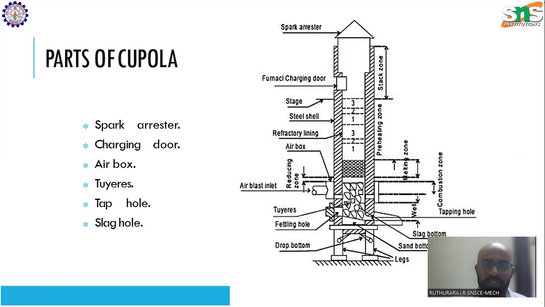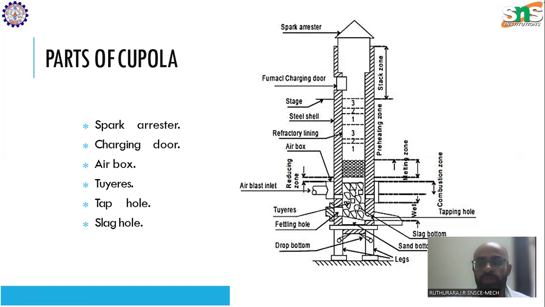So there are various regions or zones in a cupola furnace, as you can see. So there's a spark arrestor, there's a charging door, air box, tuyeres, tap holes, and slag holes, etc. I will explain the functioning of each of these in depth in the next lecture video.